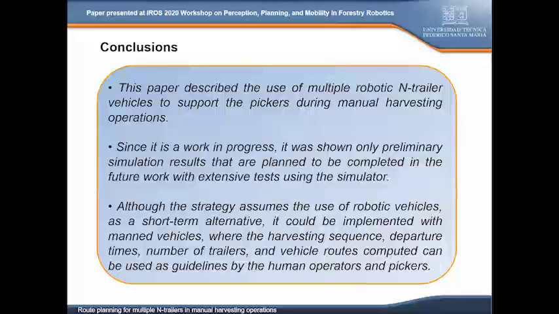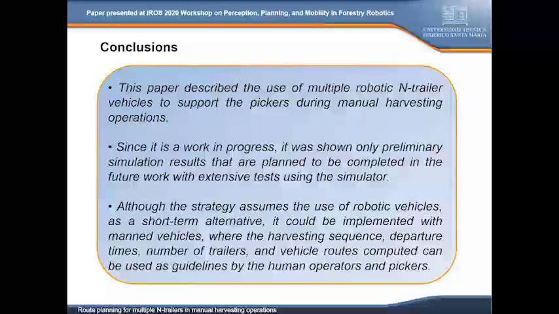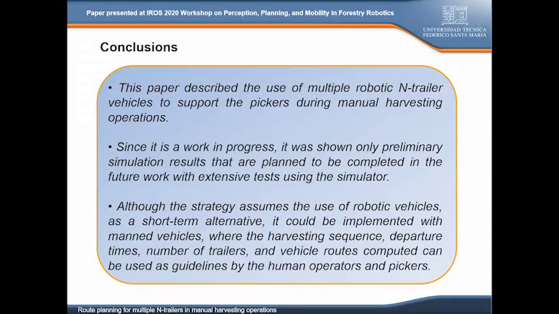Summarizing, this paper described the use of multiple robotic end trailer vehicles to support the pickers during the manual harvesting operations. A high-level route planning strategy is proposed to coordinate the vehicles' departure times and generate routes that optimize the use of the machinery available while minimizing the total distance traveled, the total non-productive time, and the soil compaction. Since it is a work in progress, only preliminary results were shown, which are planned to be completed in future work with extensive tests that evaluate the performance of the proposed strategy in different scenarios using that simulator.